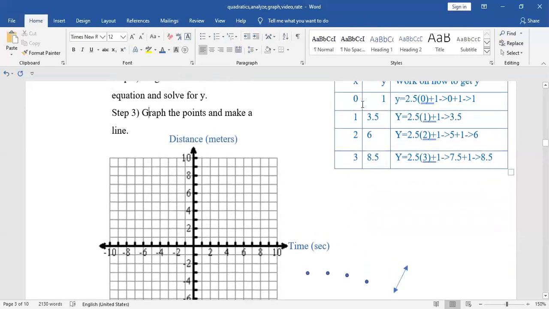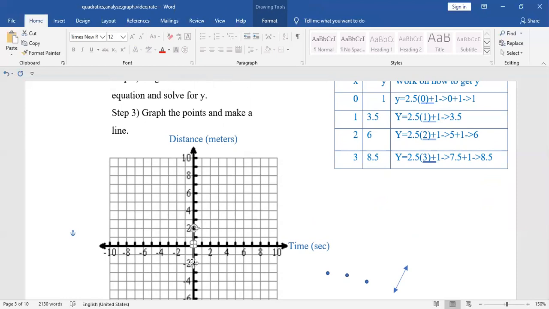So my first coordinate point in my table was 0, 1. That means when my X value is 0, my Y value is 1. So X equals 0. On this X axis, I'm going to go 0 over, which means don't move at all sideways, and then my Y value is up 1, so that's positive 1, so I'm going to go up 1. So that's my first coordinate point.